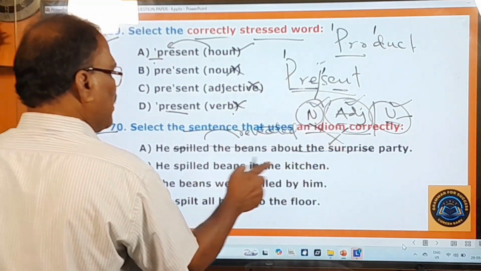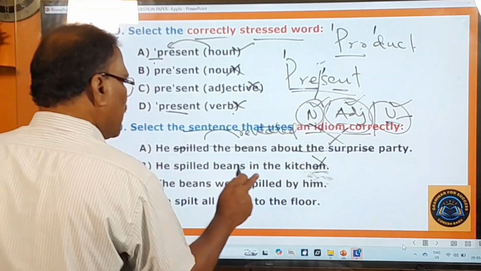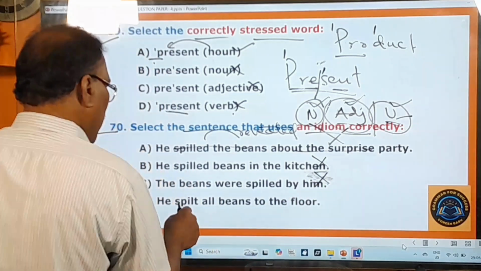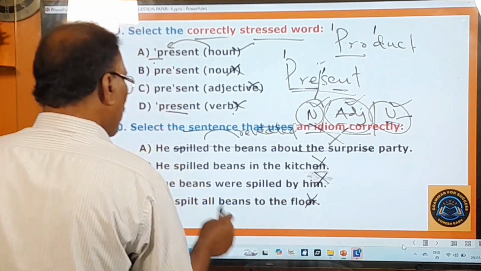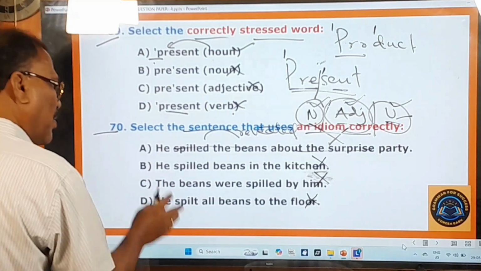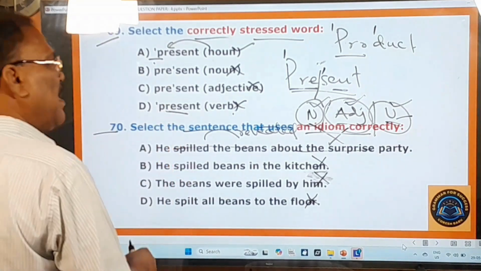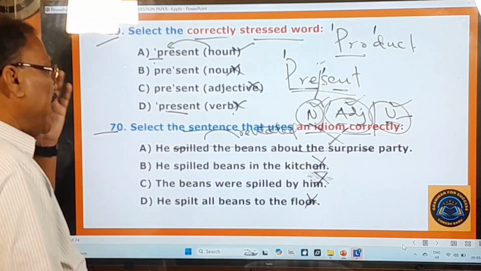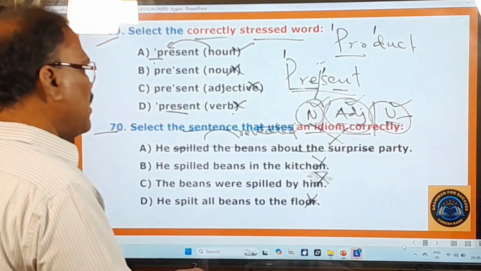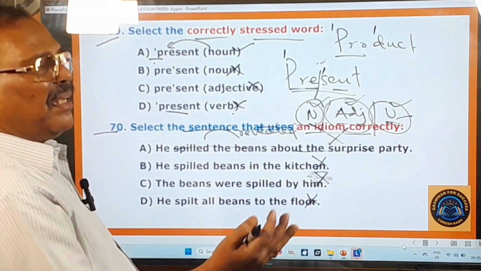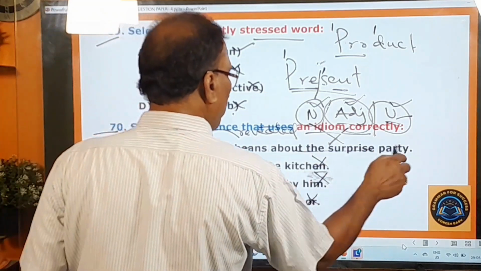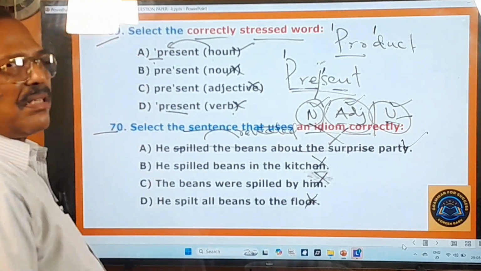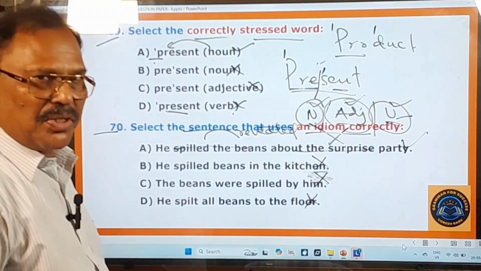He spilled beans in the kitchen. No. The beans were spilled by him. No. He spilt all beans to the floor. No. So second, third, fourth, these are all wrong. Only in the first sentence, the idiom spill the beans means to reveal the secret. So here, he spilled the beans about the surprise party. This is the right one. All others are wrong. Now you move on to other questions.